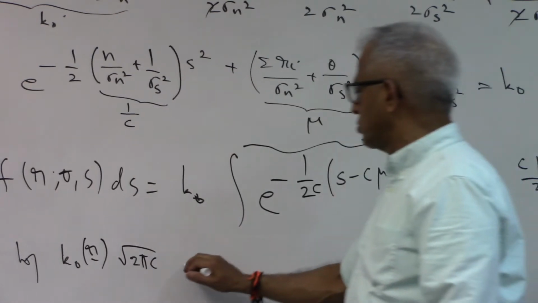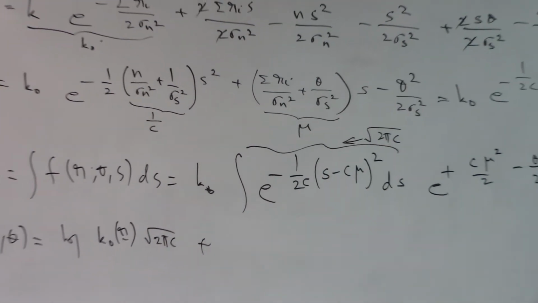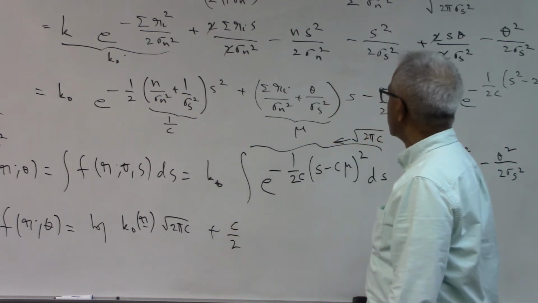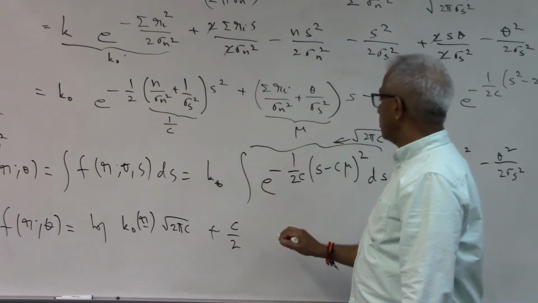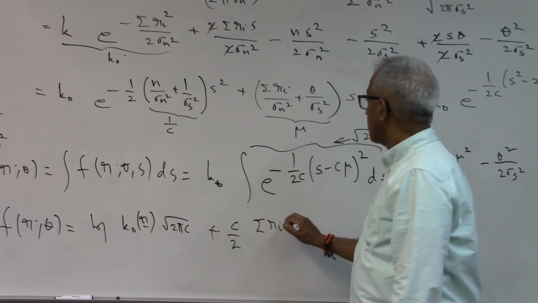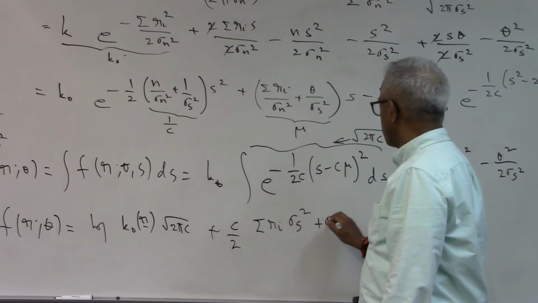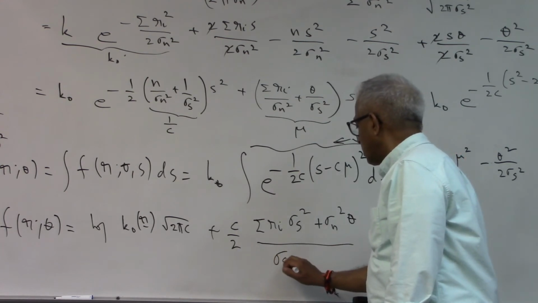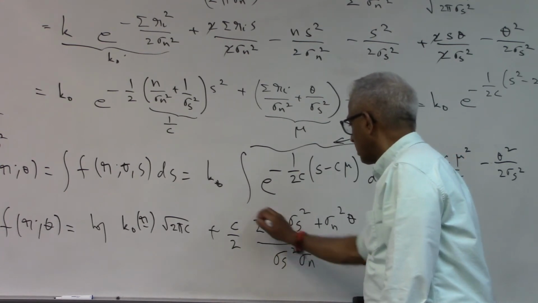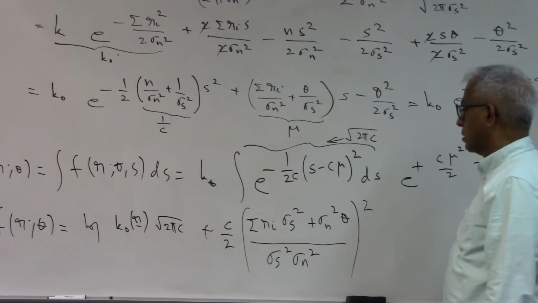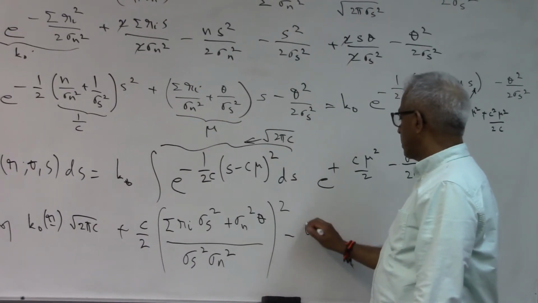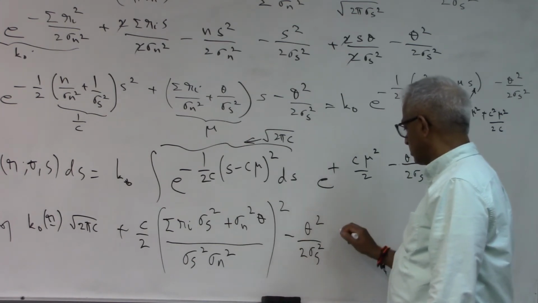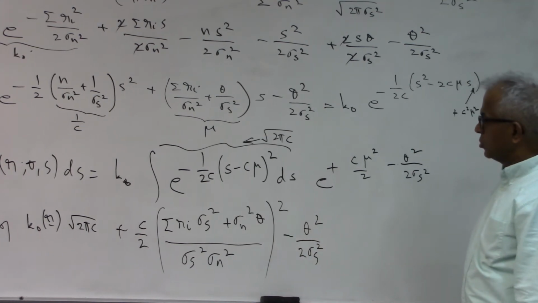So let me start substituting for c. C I'm going to keep like this, c by 2 mu squared. Where is mu? Mu is here. So let me write mu as sigma r i sigma s squared plus sigma n squared theta. So mu we can't ignore because it has got theta, right? So square of this, minus theta squared over 2 sigma s squared. Alright, so bulk of the job is over.